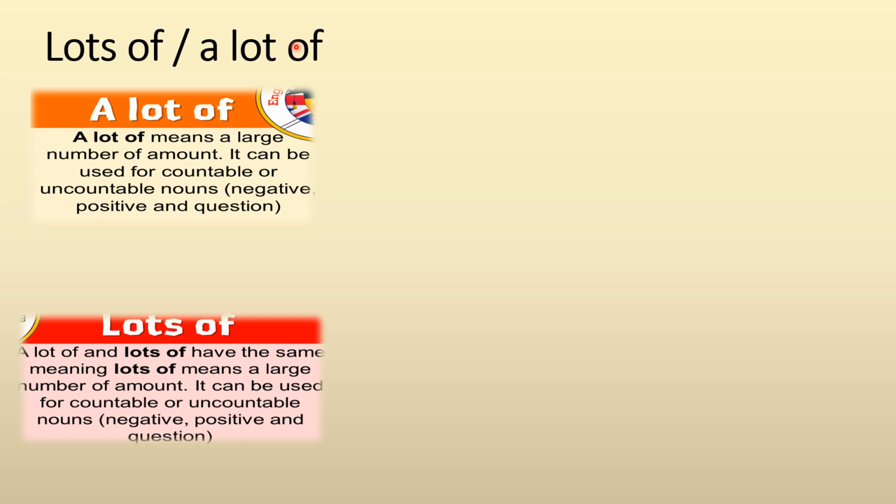We can say lots of water, a lot of water. Water is an uncountable noun. اسم غير معدود. We can use a lot of or lots of. The same with the noun cars. Lots of cars or a lot of cars. Okay, so cars, yes, countable noun. So we can say lots of or a lot of. Lots of and a lot of are used for countable and uncountable nouns, in negative, positive, and question forms.